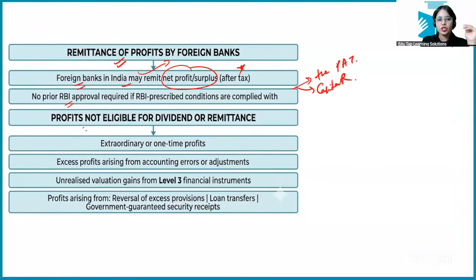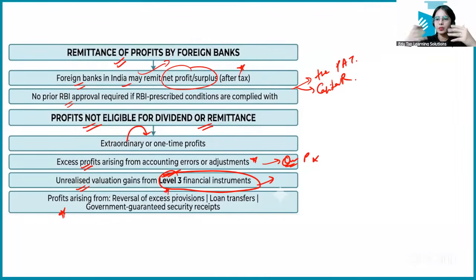Profits not eligible for dividend or remittance: extraordinary profits, excess profits that are because of accounting errors or adjustments, that is, overstated profit. From this, the dividend cannot be paid out. Also unrealized valuation gains from the level 3 financial instruments that are usually not traded in the financial market, and profits arising from the reversal of excess provisions.